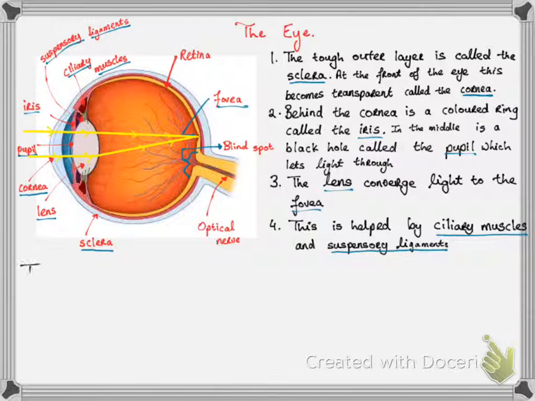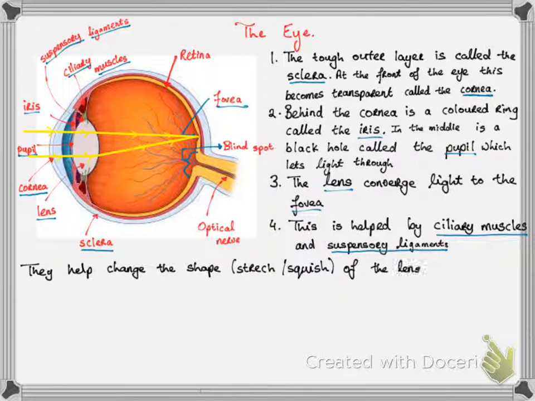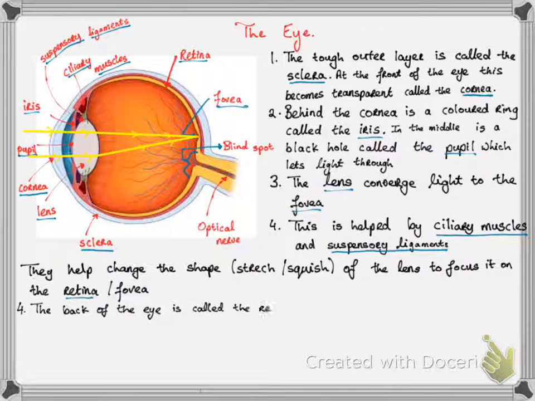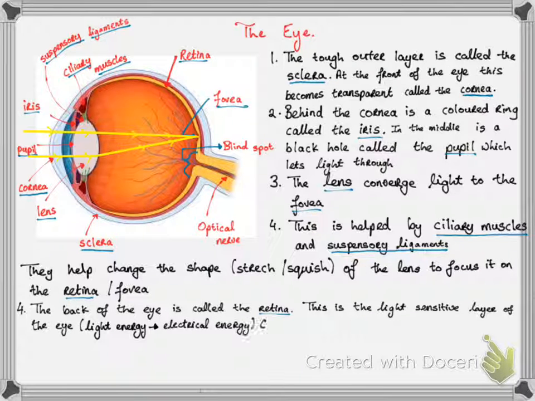The ciliary and suspensory ligaments, they help change the shape, or they stretch and squish the lens to help focus it on the retina or the fovea. So by stretching the lens or squishing it a little bit, it moves where the image is formed. The back of the eye is called the retina, and this is a light sensitive layer on the eye. So that's the yellow section. And here light energy is converted to electrical energy, and it contains two important things. They're called rods and cones. They're found on the retina.